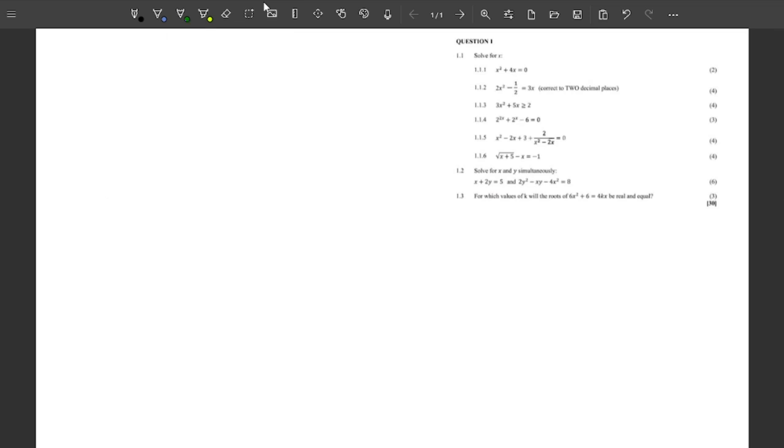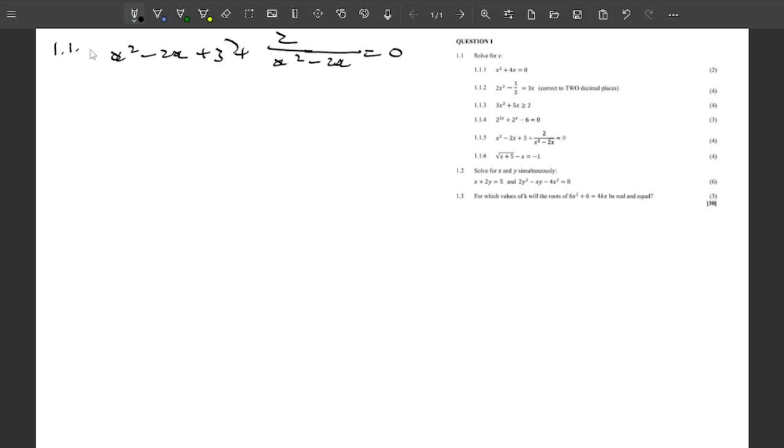I hope everyone understands. So for 1.1.6, 1.1.5, which states x squared minus 2x plus 3 plus 2 over x squared minus 2x is equal to 0. Now for this problem, you can do it in 2 or 3 ways or multiple ways. The first one, you can just multiply every value by x squared minus 2x. You can multiply this portion here, everything here.